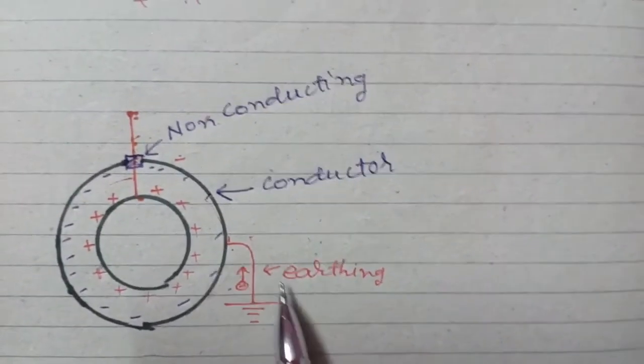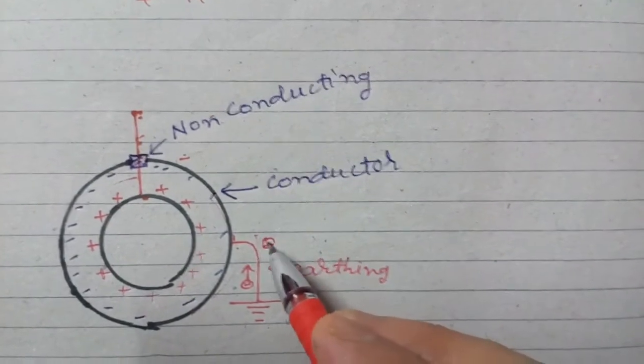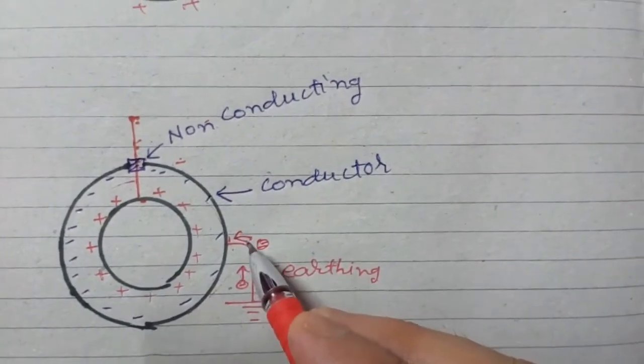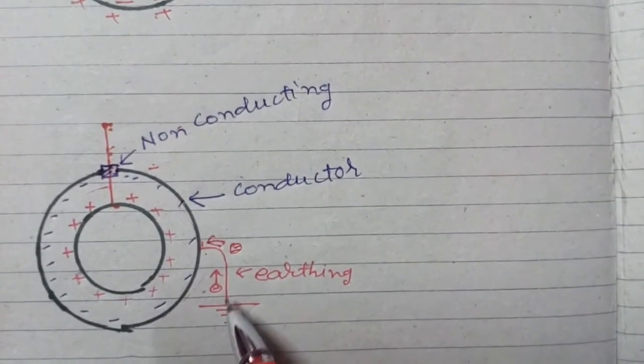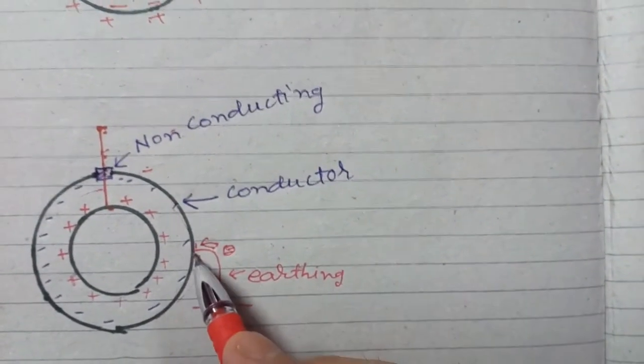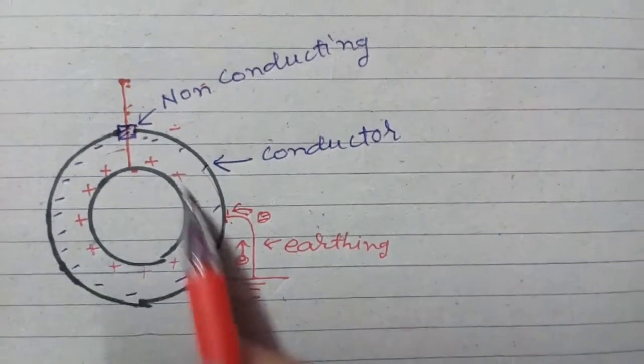Then what happens? Electrons come from earth and they neutralize this positive charge. When there is no positive charge, the movement of electrons stops. So this is when the capacitor is charged.